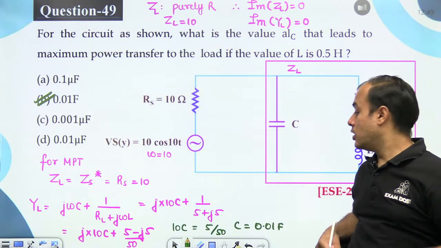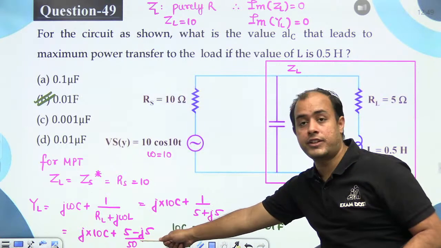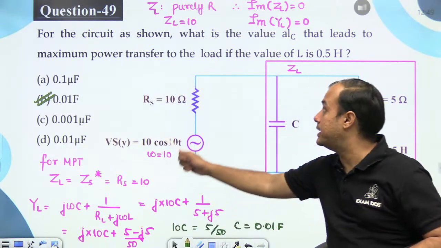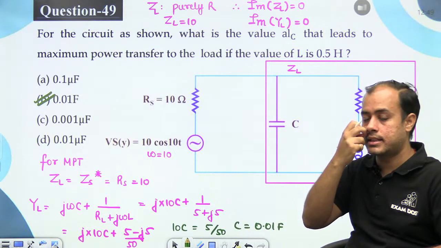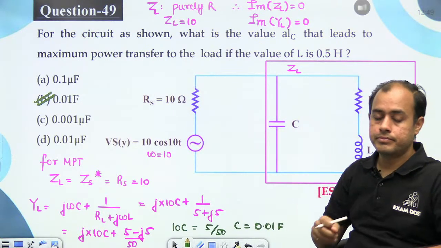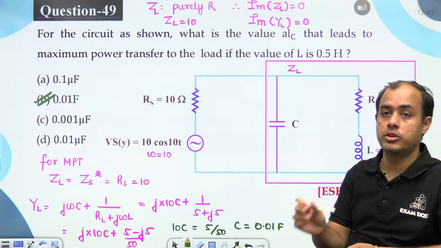ठीक है. और फिर देखो बचेगा क्या, 5/50 एडमिटेंस आएगा 0.1, विच मीन्स इम्पिडेंस इज 10. इफ एडमिटेंस इज 0.1, इम्पिडेंस इज 10. निधि बेटा कौन से बैच में आप ज्वाइन हुए ये मुझे बताओ.